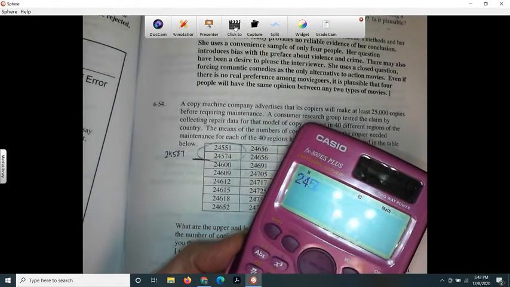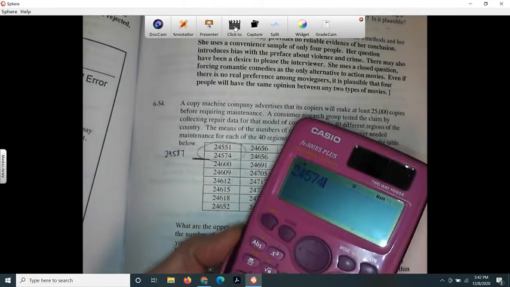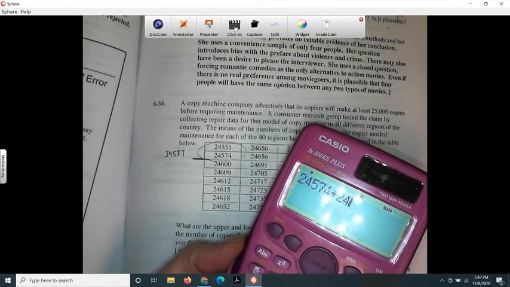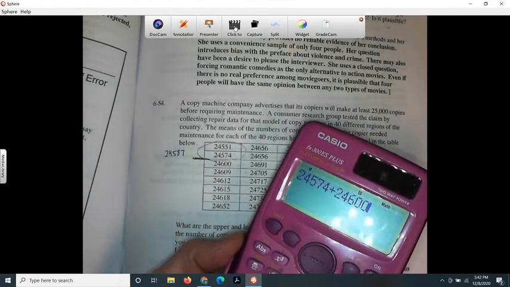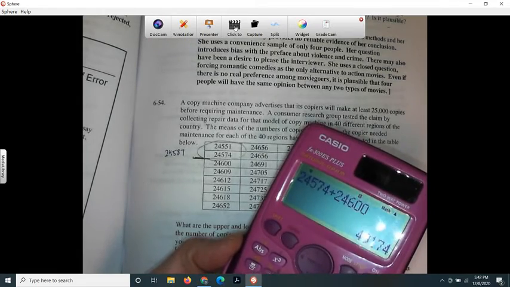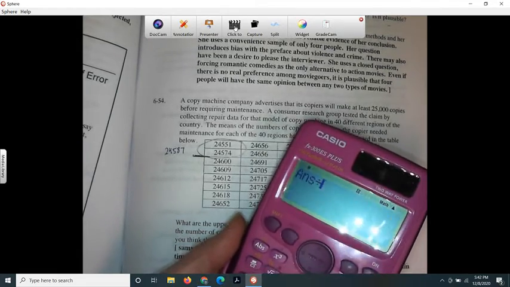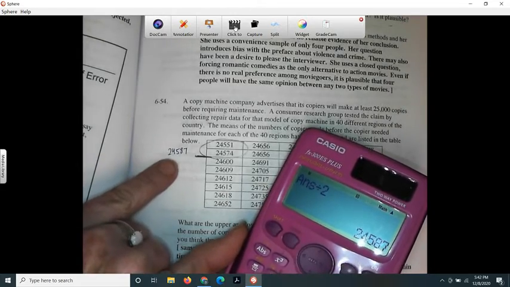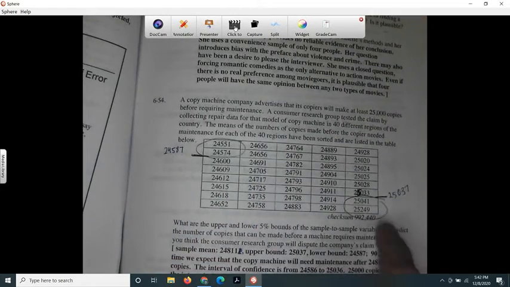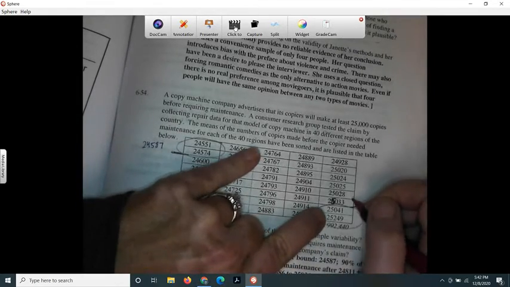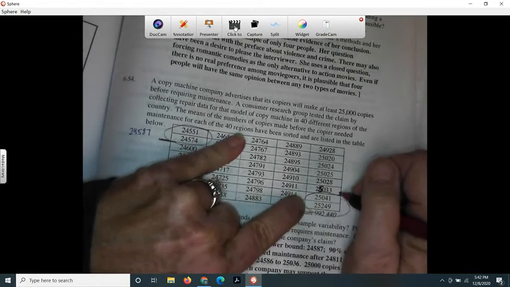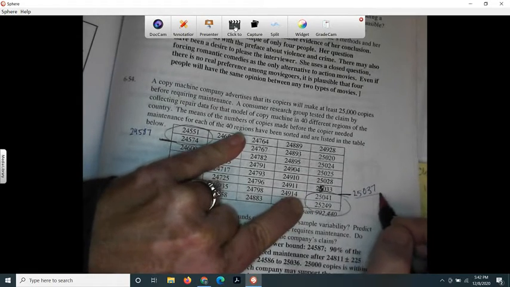So we're going to go 24574 plus 24600, and then divide by 2. We're averaging them. And that's where this number came from, 24,587. And again, I can do it over here. And if you really need to see what the math looks like, oh, and by the way, there's a typo in your book again. If you want to see exactly what the math is that gave this number, it is this.